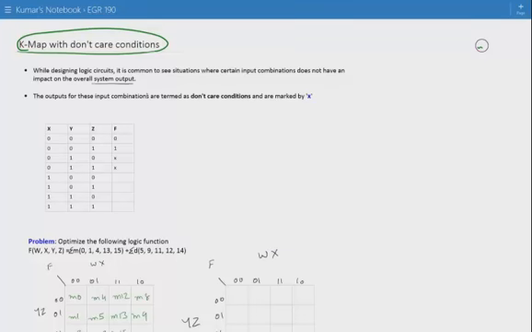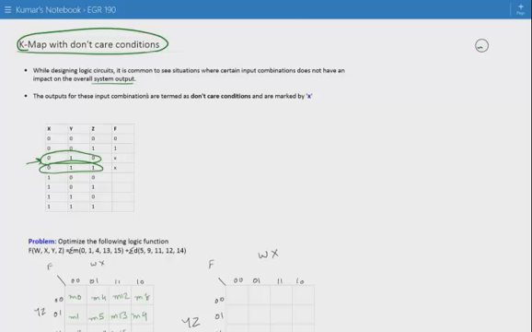For example, look at this truth table here. What we are saying is, in a system, these two inputs do not have any impact on the overall output. The output has a 1 or a 0, it doesn't affect the overall performance of the circuit.